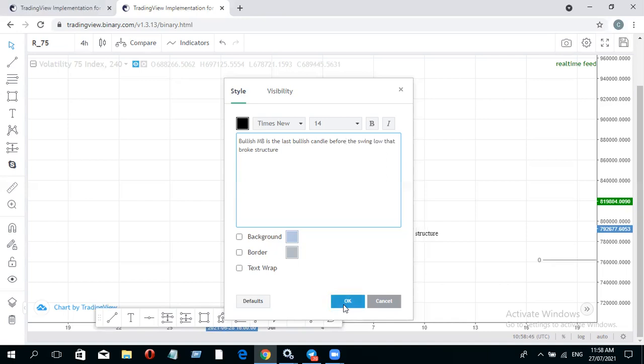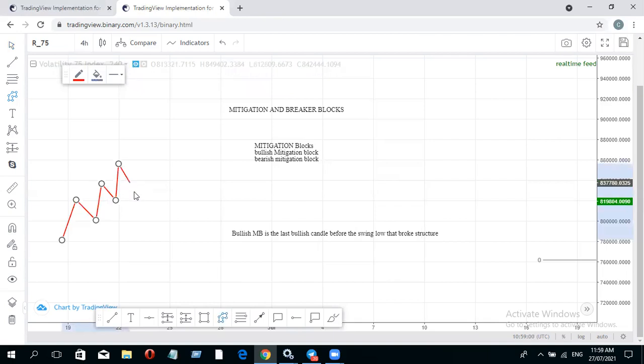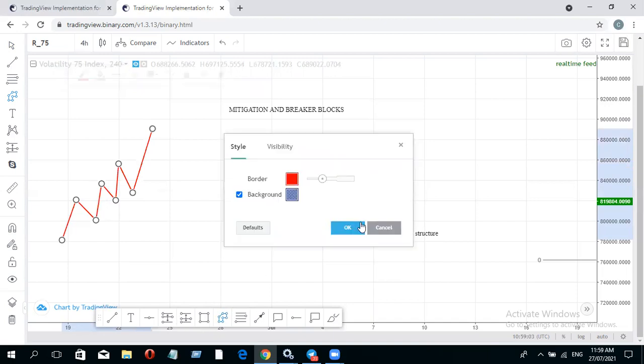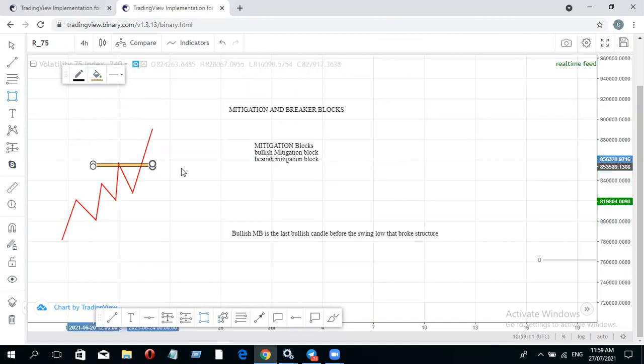So what we simply mean by a bullish mitigation block is, imagine the market is trending upwards, trending upwards, and then you see this. If you draw out your line, let's assume that this point was some kind of resistance. So this last bullish candle before this move down that formed the low and then broke structure is called the bullish mitigation block. We can label this as our bullish mitigation block.